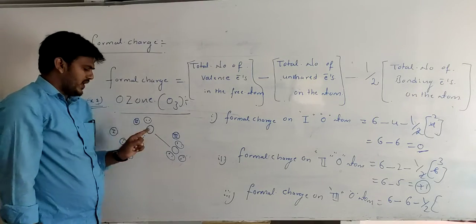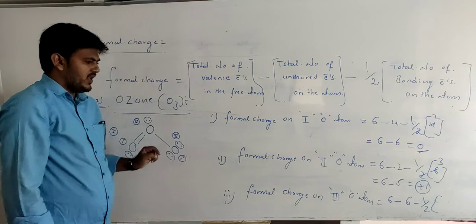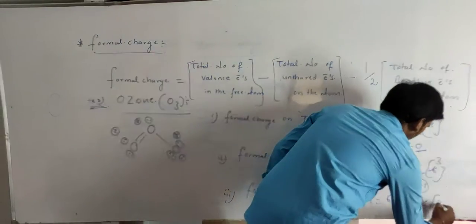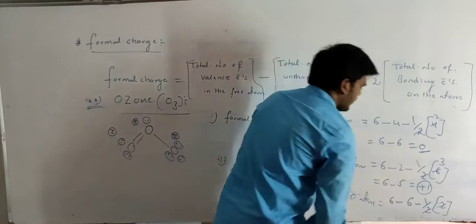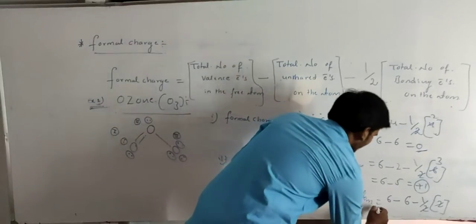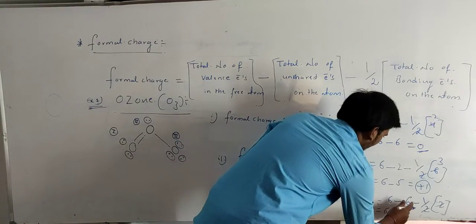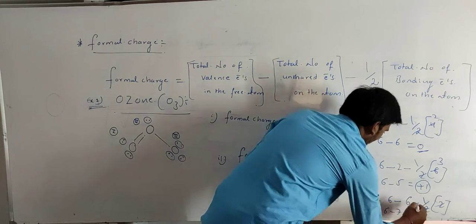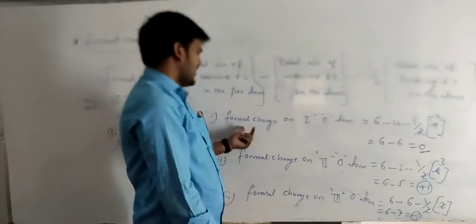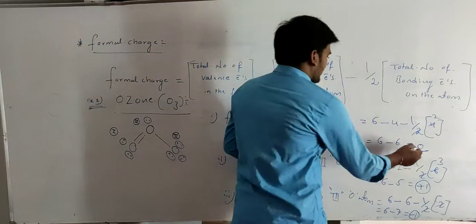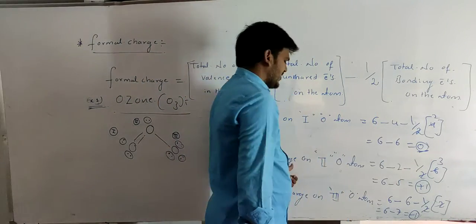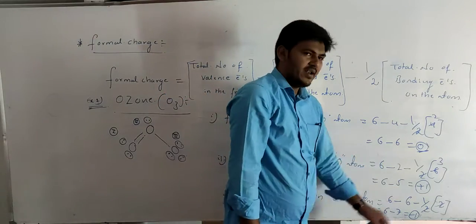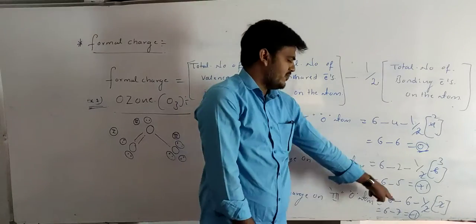Only one bond pair, so 2 bonding electrons. So half into 2. Okay. The 2s cancel. Remaining answer 6 minus 6 minus 1, so minus 7... so the answer is -1. Okay. So formal charge on the first oxygen atom is 0, formal charge on the second oxygen atom is +1, formal charge on the third oxygen atom is -1.